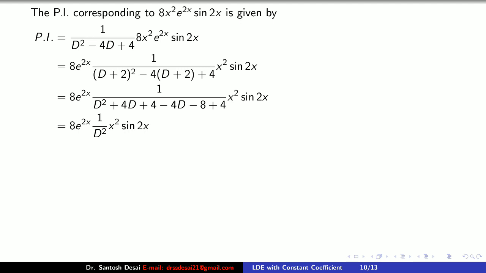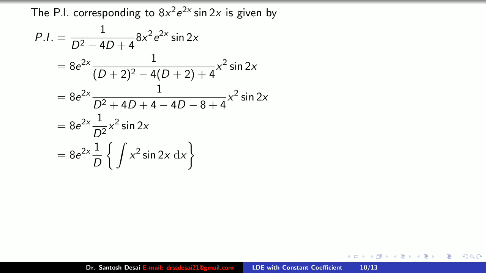As we know that D is the derivative, and D and 1 upon D are inverse operators of each other. So therefore, 1 upon D stands for integration. Now here the term is 1 upon D square. So that means you have to take 2 times integration of x square sin 2x. So let us take integration of x square sin 2x. First we take one integration. So 8 e raised to 2x, 1 upon D, integration of x square sin 2x dx.